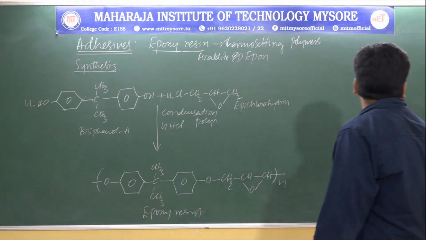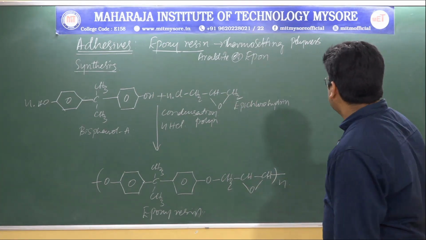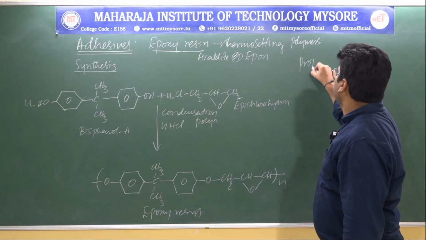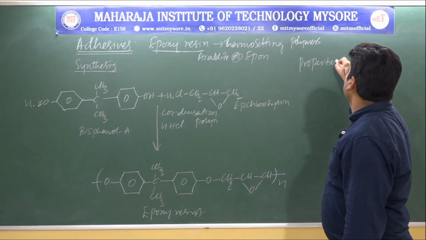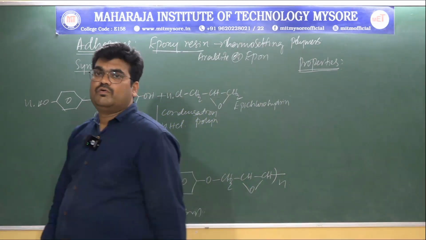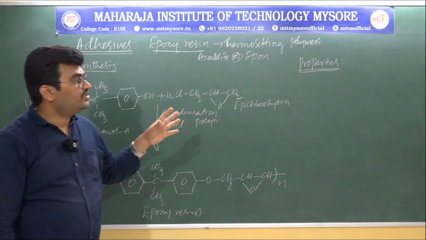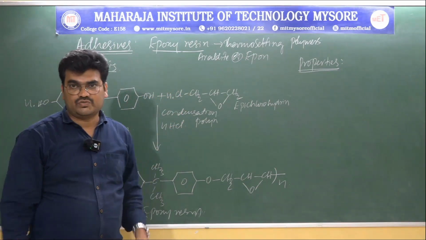Okay, so epichlorohydrin is the name of this monomer. Coming to the properties of this epoxy resin, it is a polymeric non-metallic compound which can hold two materials firmly together through surface attachment.